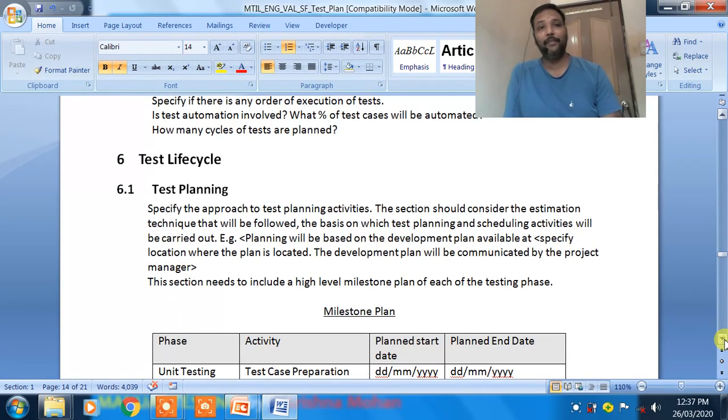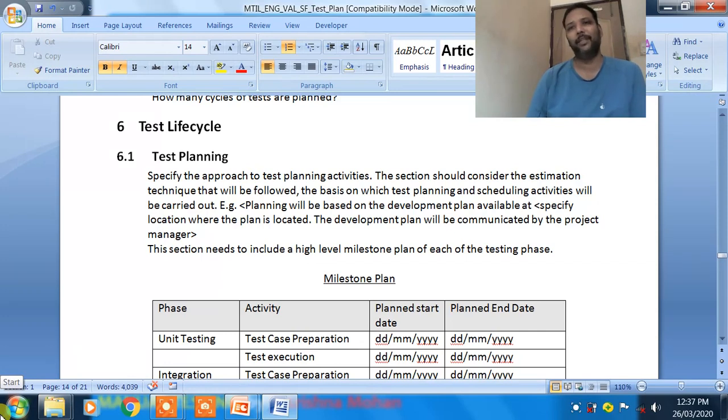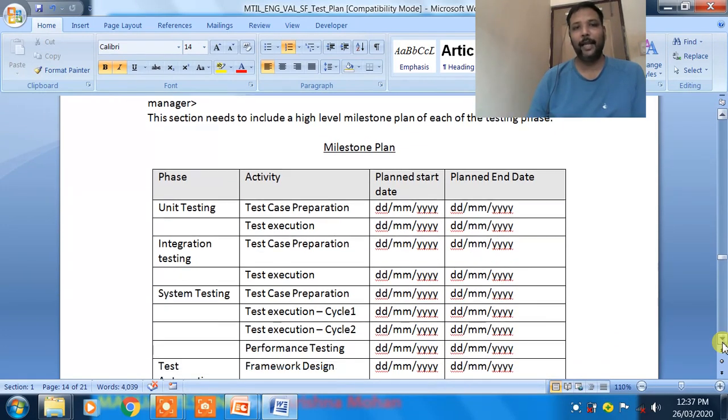Then what is the life cycle? The most important thing here is that the plan depends upon the model we have selected. Here the test planning, actually the activity planning, will be done, meaning the main activities which are being done, and the high level dates will be given over here.